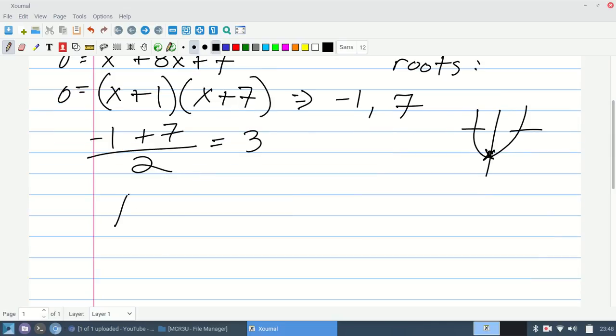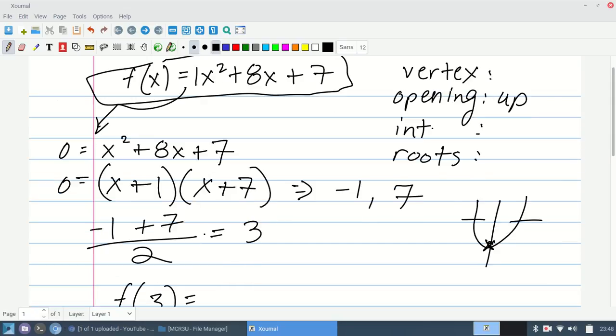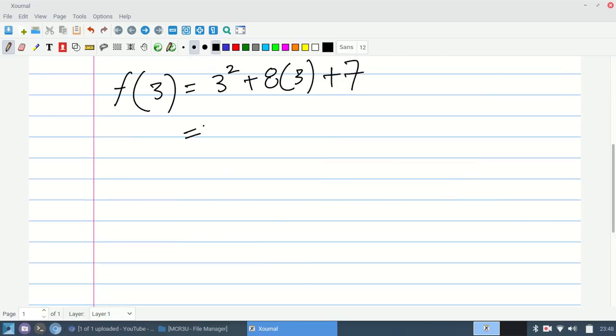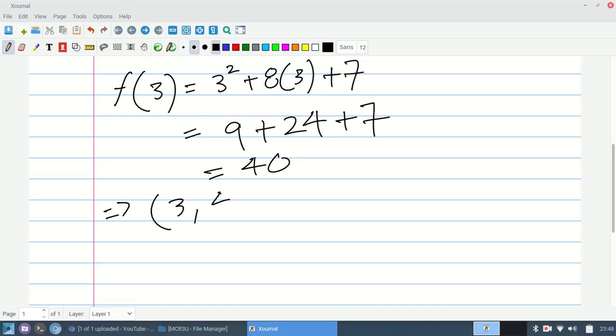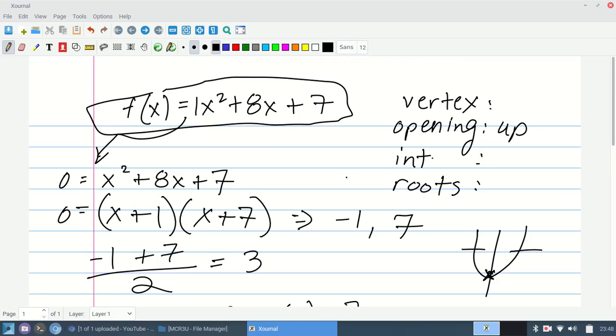F of 3 equals 3 squared plus 8 times 3 plus 7. So I get 9 plus 24 plus 7. Let's see, this is 16 plus 24, that's 40. So I end up getting a vertex of 3, 40. All right, so I put that over here.